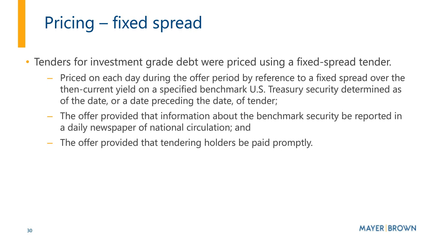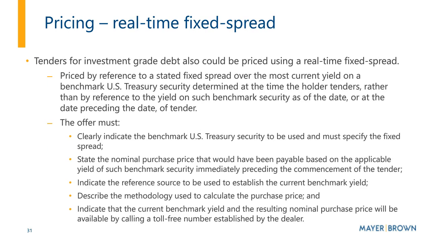The offer provided that the information about the benchmark security would be reported in a daily newspaper of national circulation, which was typically the Wall Street Journal. The offer also provided that tendering holders would be paid promptly. It typically also provided that you could call the dealer-manager agreement to get the daily pricing. Finally, we're going to talk about real-time fixed spread. Tenders for investment-grade debt could also be priced using real-time fixed spreads.